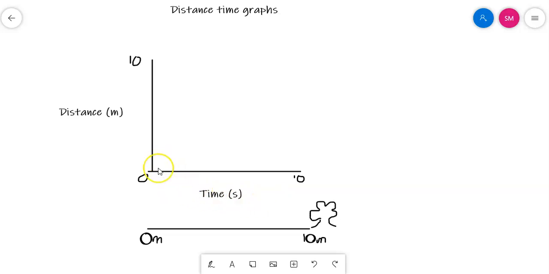So these distance-time graphs will describe the motion of an object. And so when we're looking at these distance-time graphs, we're going to need to use some new vocabulary when we're talking about what these distance-time graphs are showing.